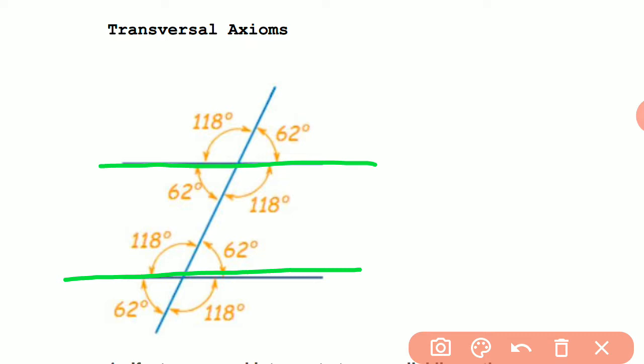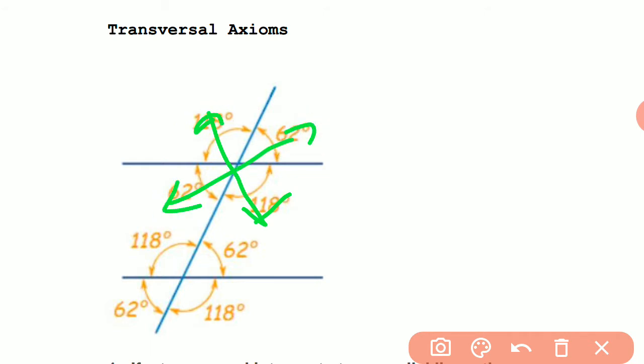Suppose this is 62 and 62. Similarly, this is alternate. This angle and this angle are corresponding. This angle is alternate. Or you can say that this is a vertically opposite angle. And here 62 and 62 are corresponding angles and they will be equal.